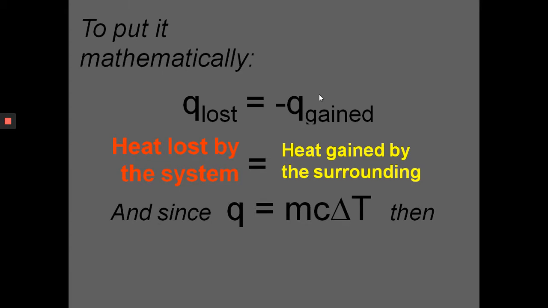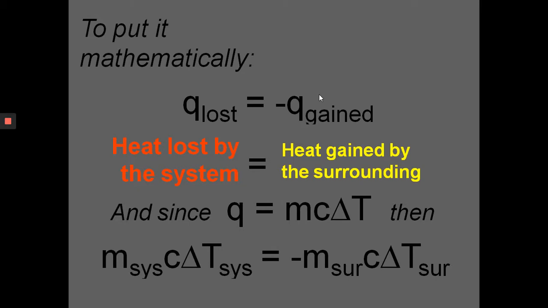And since Q is equal to mcΔT, that means the mass of the system that's losing the energy, times the specific heat capacity of the system, multiplied by the change of temperature of the system, is equivalent to the surrounding that's gaining the heat energy: the mass of the surrounding, the specific heat capacity of the surrounding, and also the change of temperature of the surrounding. They must be equal to each other.